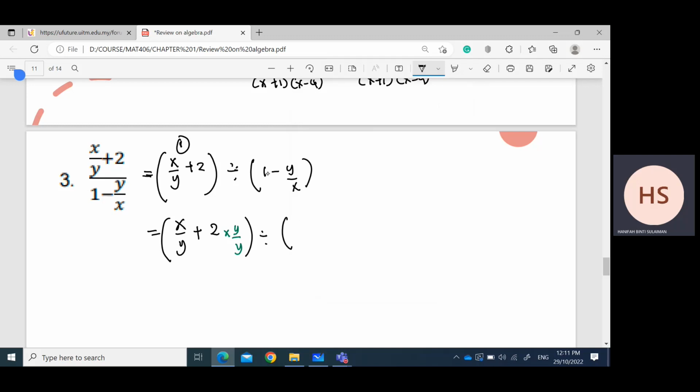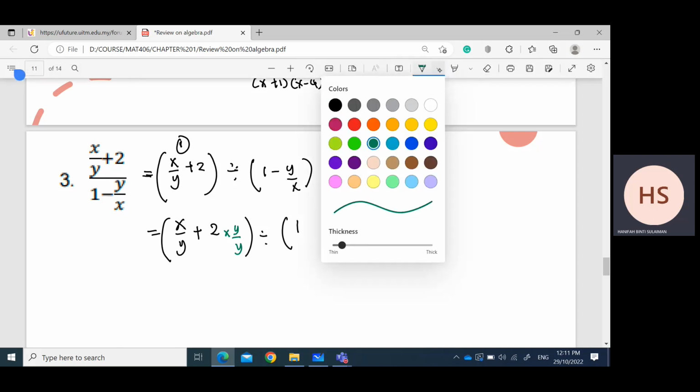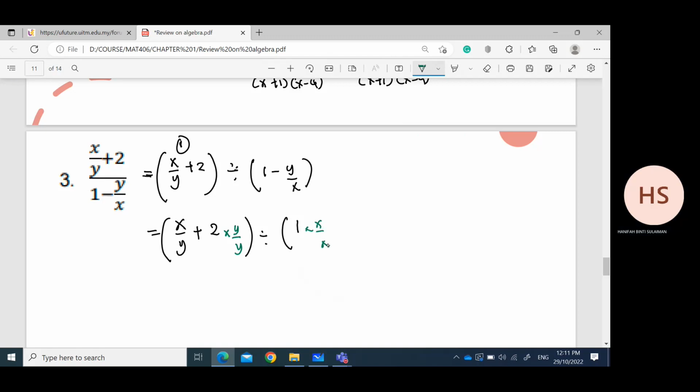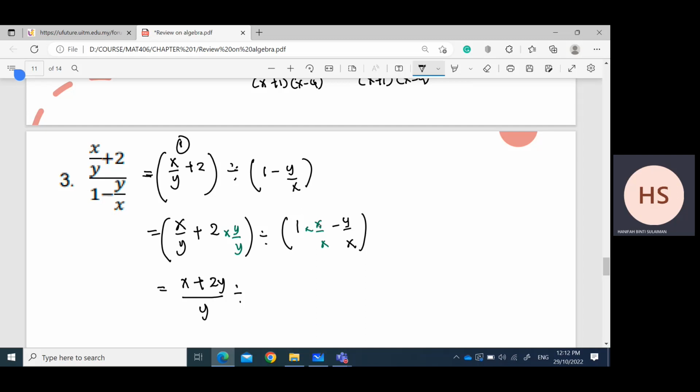Okay, so since we have 1 here and we need to make the denominator are equivalent with the other one, which is x, so we need to multiply with x over x. So here 1 multiply with x over x, minus y over x. So kita boleh selesaikan, simplify. Then here we have x plus 2y, the whole thing divided by y. And then divide by 1 times x, we have x minus y over x.